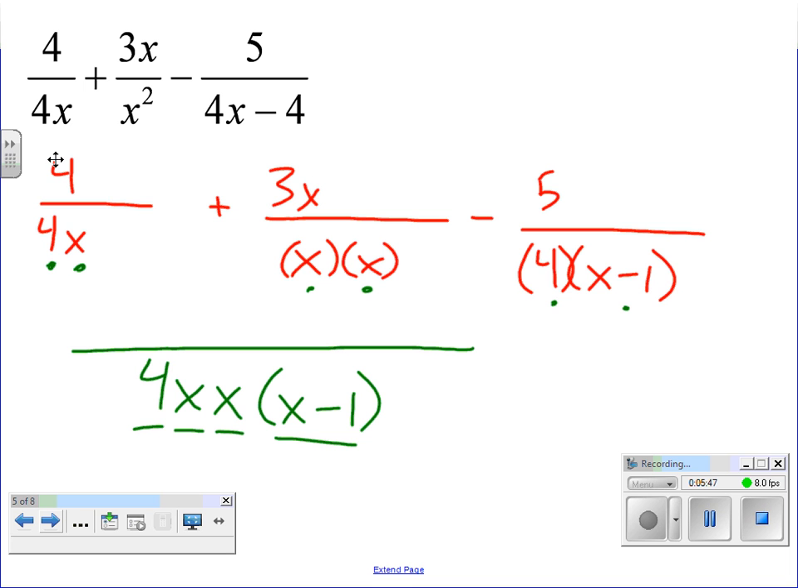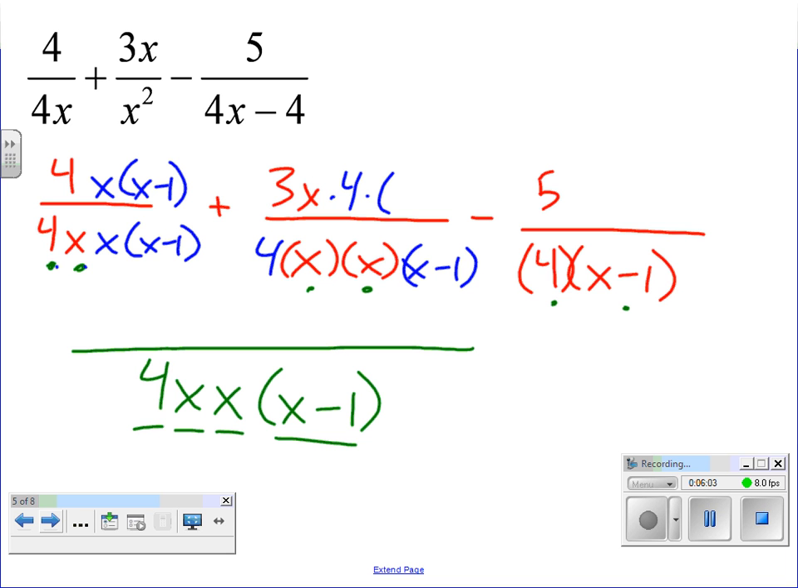Now notice for the first one, we have a 4, we have an x, but we need another x, and we need an x minus 1. So I'm going to multiply by x and x minus 1. For the middle term, we need a 4, and now we need an x minus 1. So I'm going to multiply by 4 and an x minus 1. Over here, we have a 4 and x minus 1. What are we missing? We're missing the x squared. So I'm going to add whatever's missing.